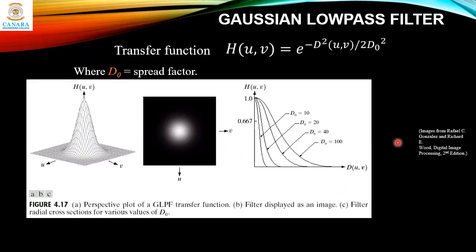The Gaussian filter is the third type of low pass filter that we're going to study. It is given by the transfer function H(u,v) equal to e raised to minus D squared(u,v) by 2 D naught squared, where D naught is equal to the spread factor.